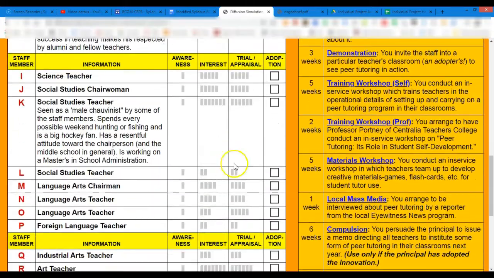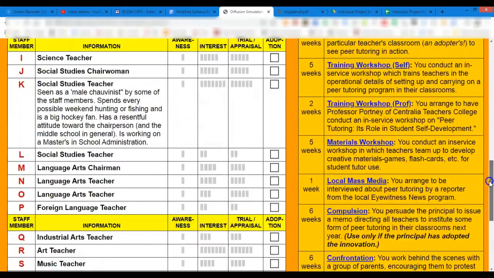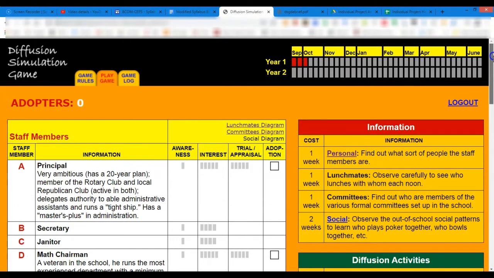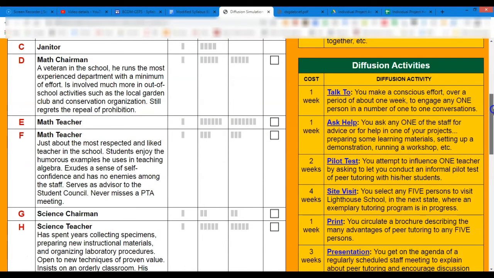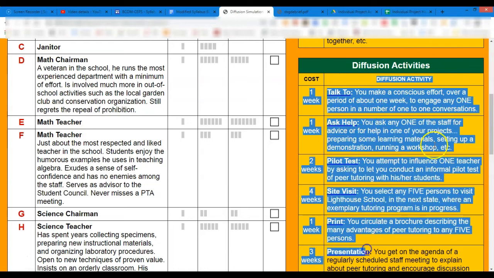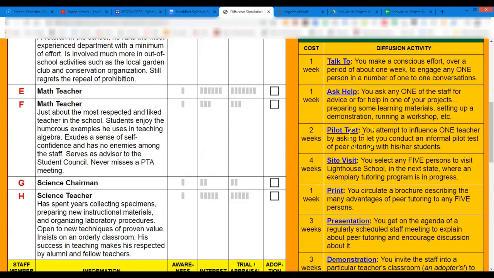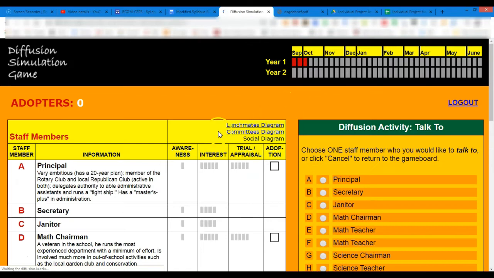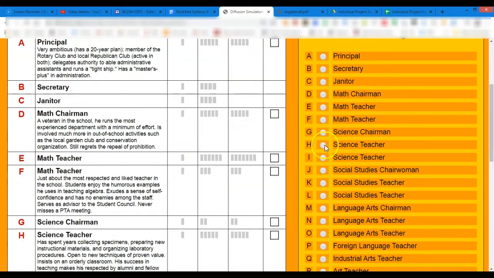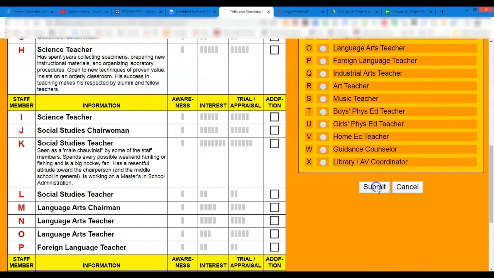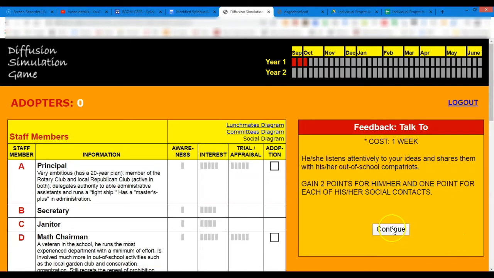I'm just playing it randomly, but I want you to see how many adapters you got. Then I want you to go to Twitter and say I got these adapters. Then you want to tell us your experience. What diffusion activities worked? These are the activities here, and which one didn't work. So let's say I want to find activity: talk to. I want to talk to the science teacher about the innovation.